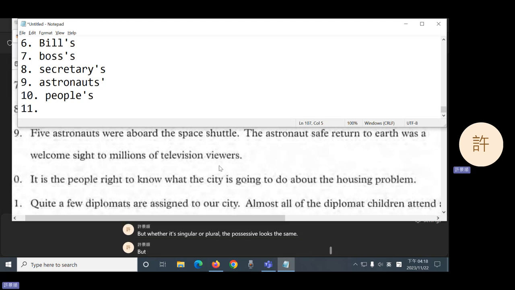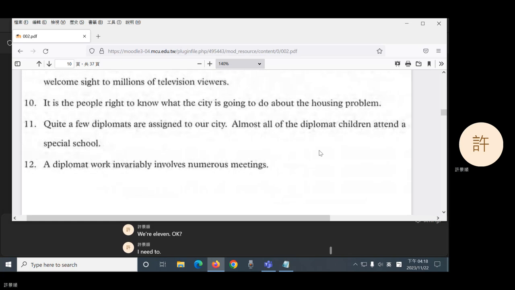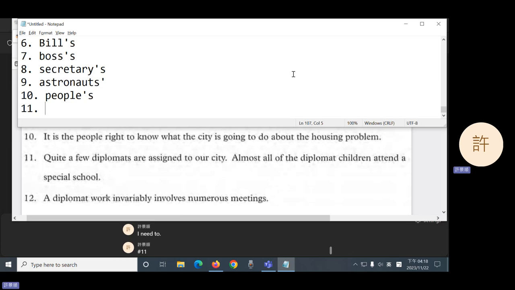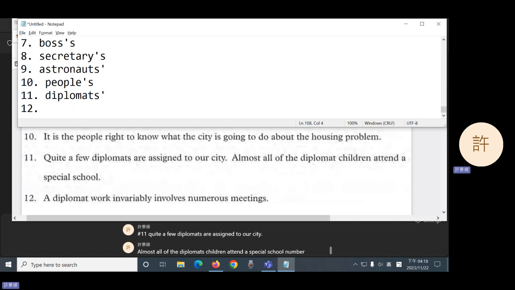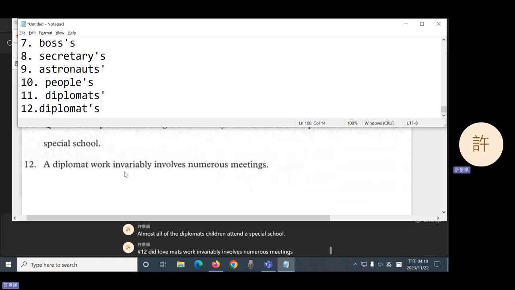Number 11. Quite a few diplomats are assigned to our city. Almost all of the diplomats' children attend a special school. Number 12, a diplomat's work invariably involves numerous meetings. Invariably means unchangeably, which just means always.